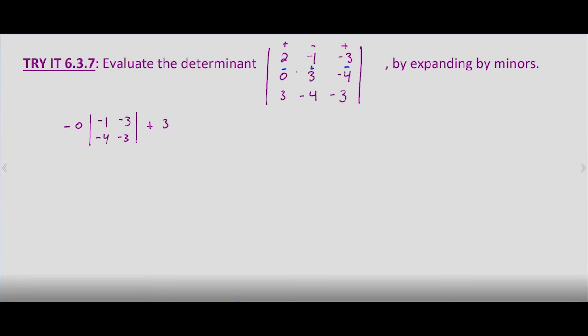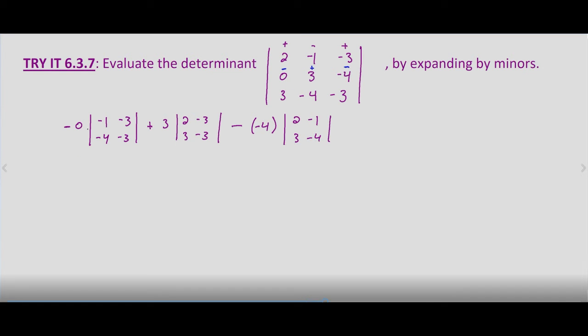times its minor, which remember, if we eliminate the row and column that 3 is in, we're left with 2, negative 3, 3, negative 3. And then minus negative 4 times its minor, which is going to be, again, eliminate the row, eliminate the column. What are we left with? 2, negative 1, 3, negative 4.